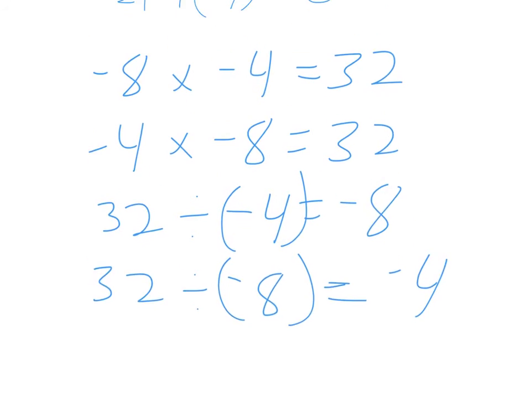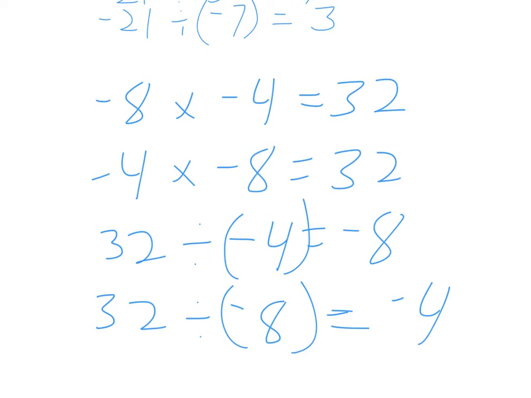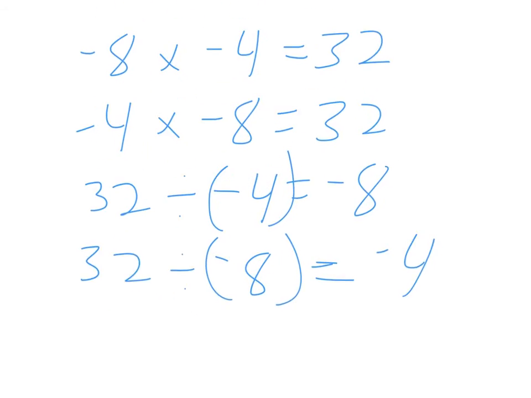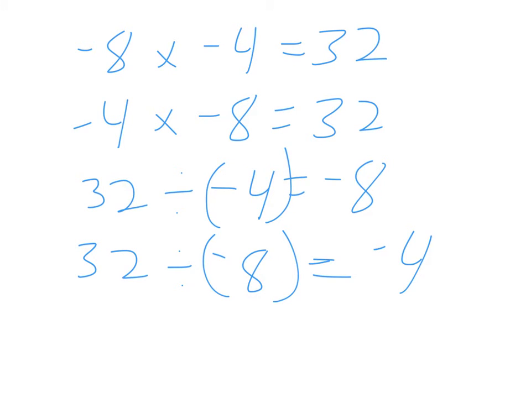Now we can look at another fact family where we have negative 8 times negative 4 equals 32, negative 4 times negative 8 equals 32. So we have two negative factors, we get a positive product, and then that product turns around and becomes the dividend. Divided by a negative divisor is going to equal a negative quotient. 32 divided by negative 4 equals negative 8. On the other hand, 32 divided by negative 8 is going to equal negative 4.